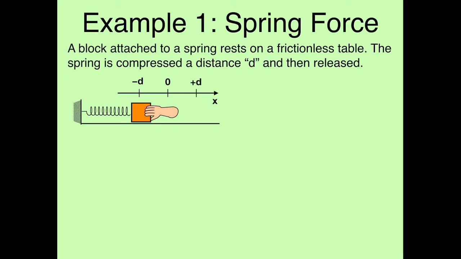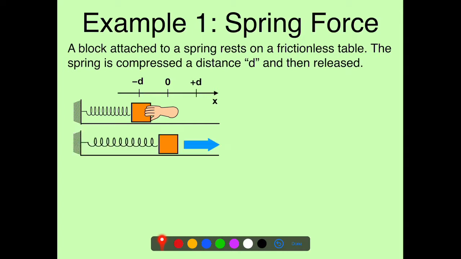So let's take the first example, the spring force. A block is attached to a spring that rests on a frictionless table. The spring is compressed a distance d and then released. Okay, so here's what you should be picturing for the start. You're pushing the block in, so you're compressing the spring. So the value of x in this case would be minus d, and then we just let it go.